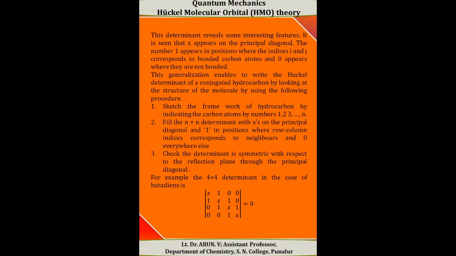In the first step, sketch the framework of the hydrocarbon, indicating the carbon atoms by numbering them 1, 2, 3, etc., up to n. Then fill the n by n determinant with x's on the principal diagonal, 1 in positions where the row and column indices correspond to neighbors, and 0 everywhere else. Check that the determinant is symmetric with respect to reflection through the principal diagonal. For example, a 4 by 4 determinant is obtained in the case of butadiene.